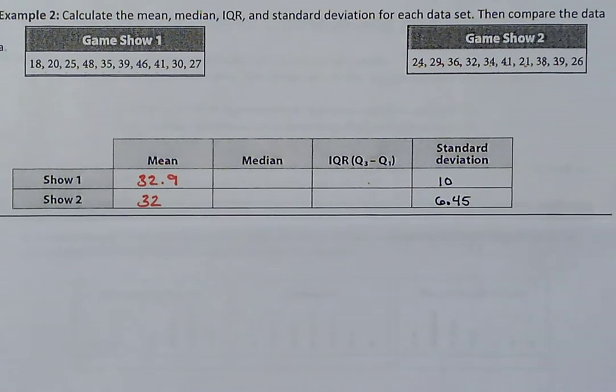So we now have the mean for both of the data sets, and the mean goes back to section 9.1, where you go through and add all the numbers up and divide by how many numbers there are. Now, to figure out the median, we need to put the numbers in order from least to greatest for both of these data sets. And then we have to find the middle number to figure out our median.